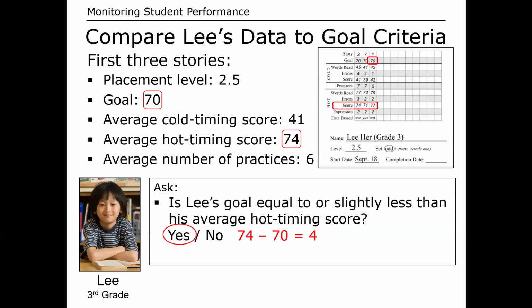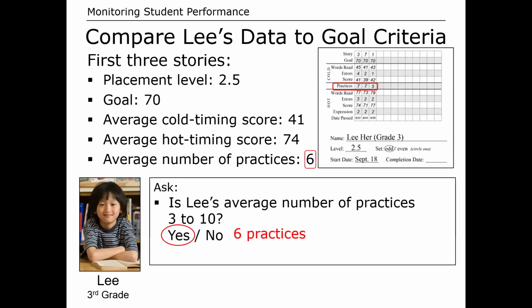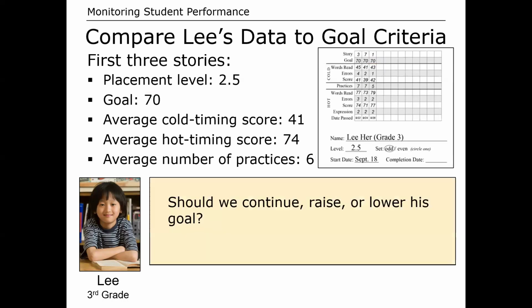the difference between goal and hot timing. His goal is still 70. His average hot timing is 74, so it's a single digit difference. It's only 4 words away from where we want it. So again, that tells me the goal is right. He's practicing the correct number of times as well. He's practicing 6 times.